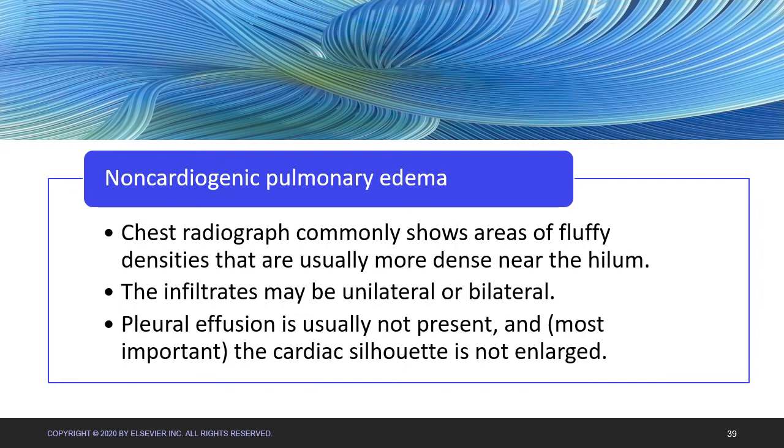In non-cardiogenic pulmonary edema, the chest radiograph may show areas of fluffy densities that are usually more dense near the hilum. Infiltrates may be unilateral or bilateral. A pleural effusion is usually not present. And most important, the cardiac silhouette is not enlarged.